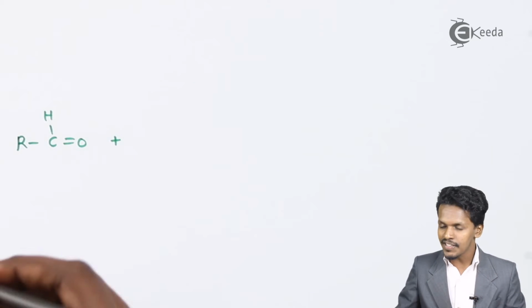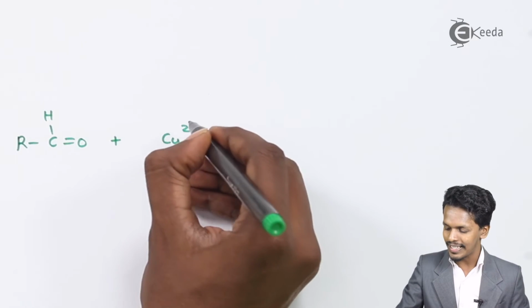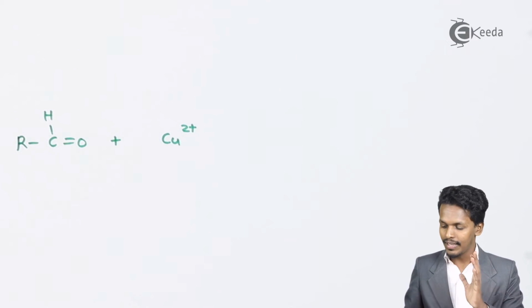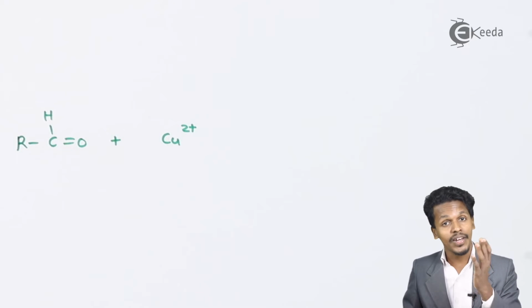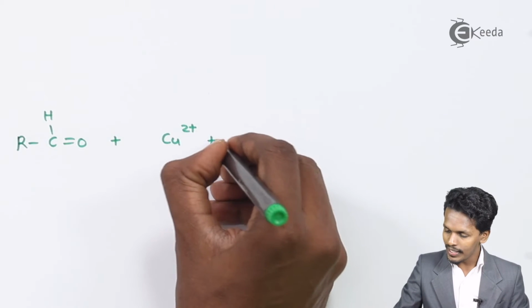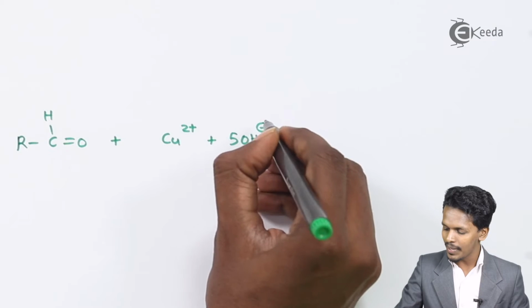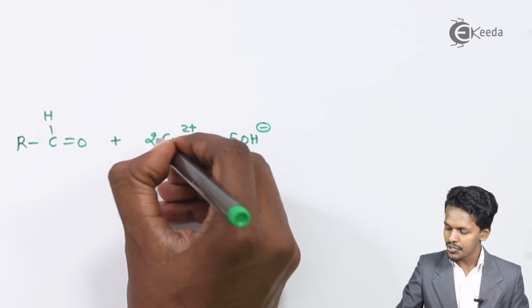Fehling solution A consists of copper sulfate, so we mention it here as Cu2+. Because of this cupric ion we have a blue color, so Fehling solution is blue in color. And the other one, Fehling solution B, consists of a base, 5 moles of OH minus, and here I have to balance it with 2 moles of Cu2+.